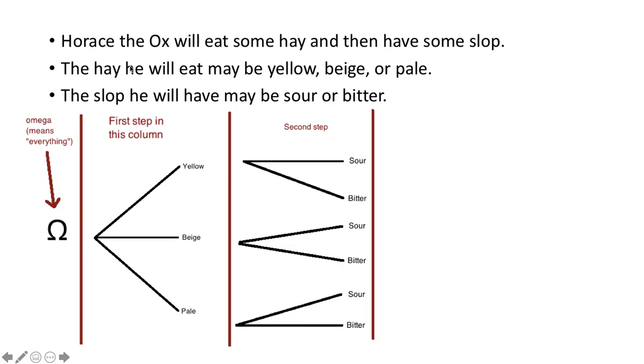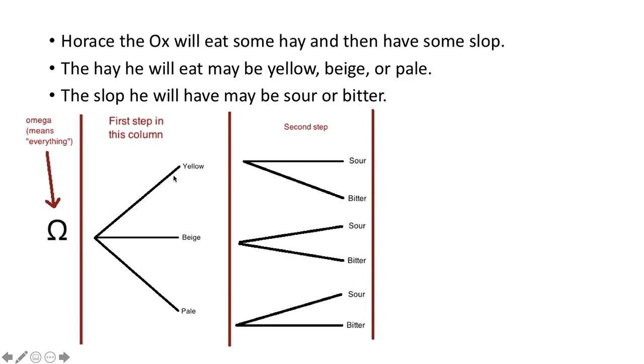So I've got two steps in this experiment, the hay that he's eating and the slop that he's eating. The first step, the hay eating, shows up in this column. Second step, the slop eating, shows up in this column. So that's essentially how a tree diagram works, except at the end, what you do, and you'll see when we use it for calculations what the benefit of it is, at the end of each branch, you know that this corresponds to one combination of outcomes for the experiment, right?